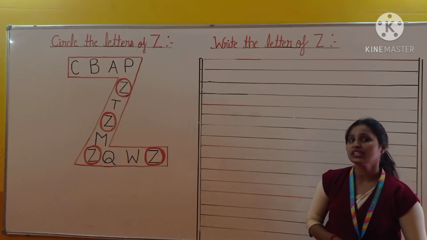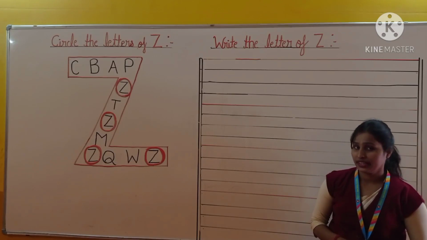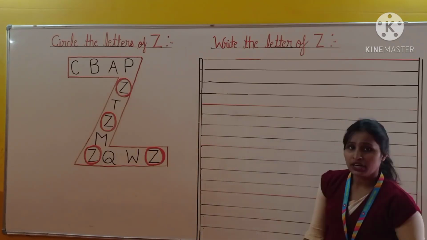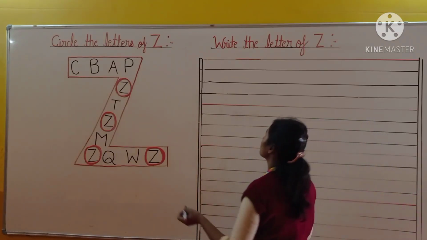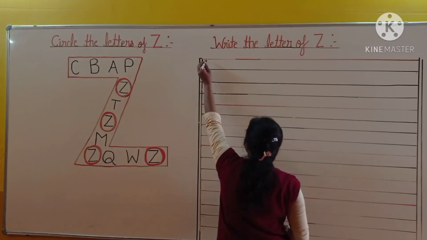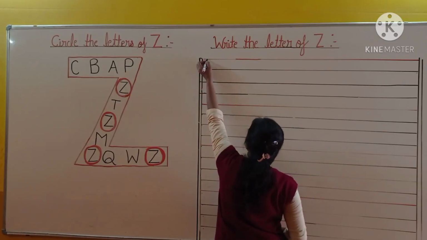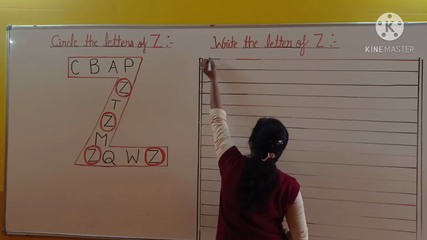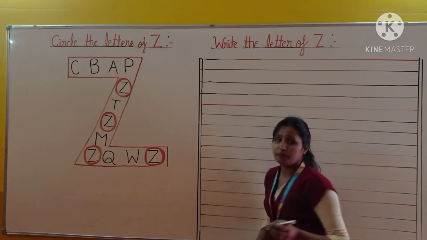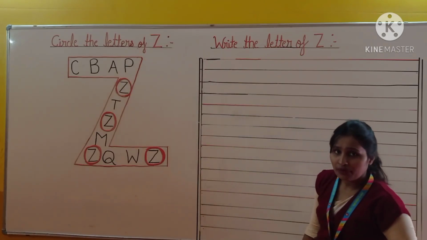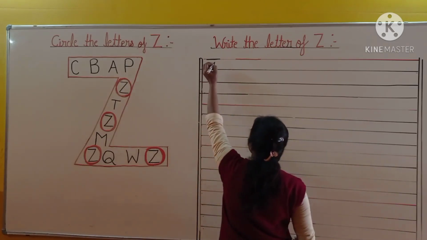Z for zebra. Z is for zebra. From the dot, start from the dot, draw a sleeping line. After that.